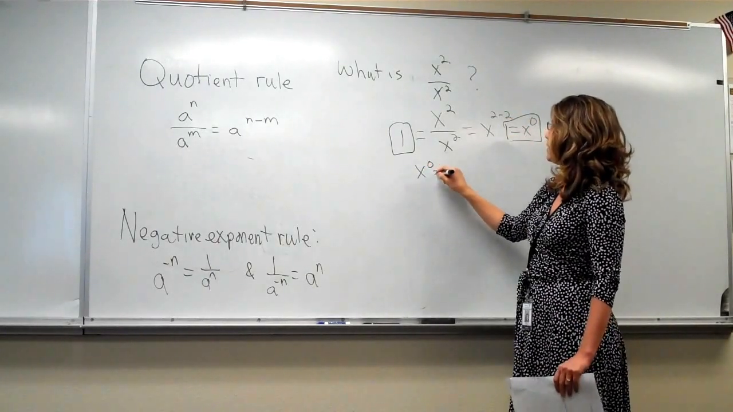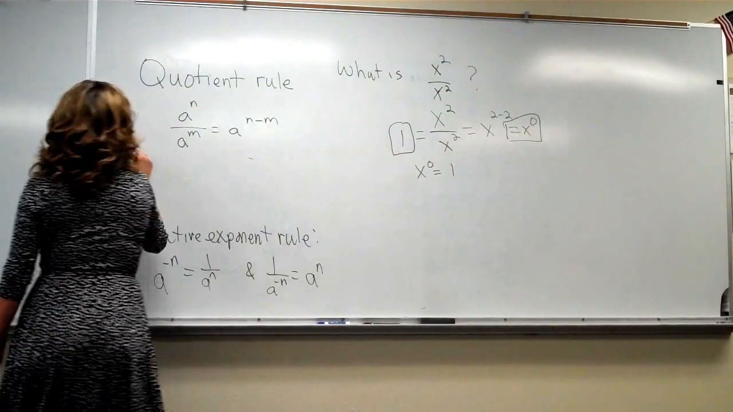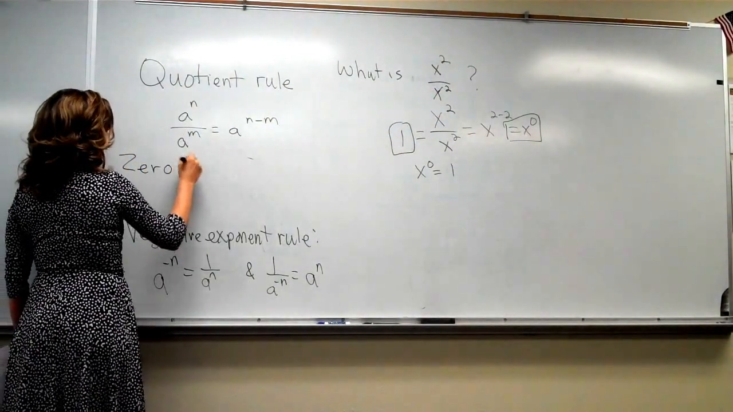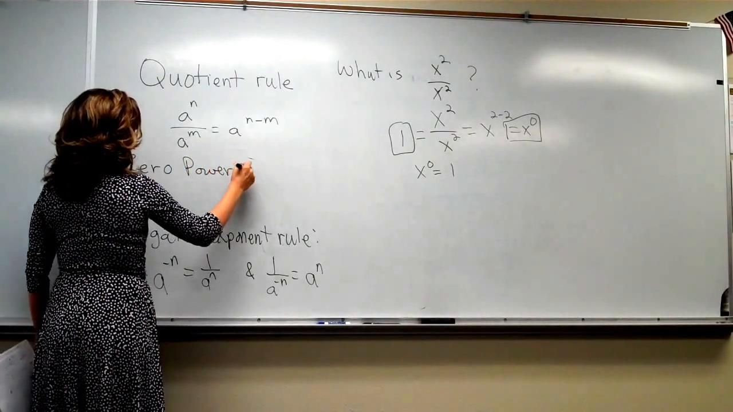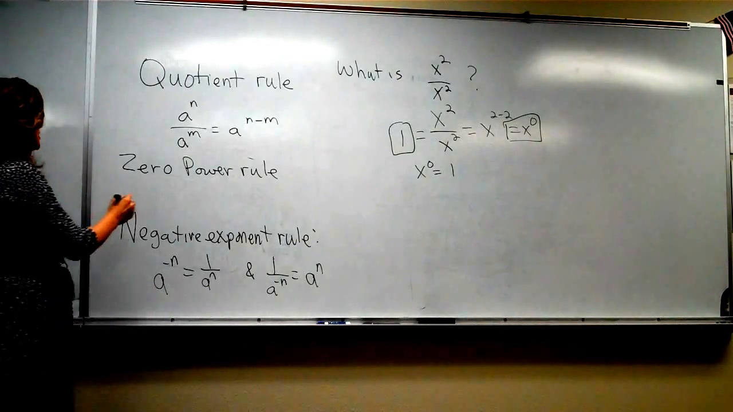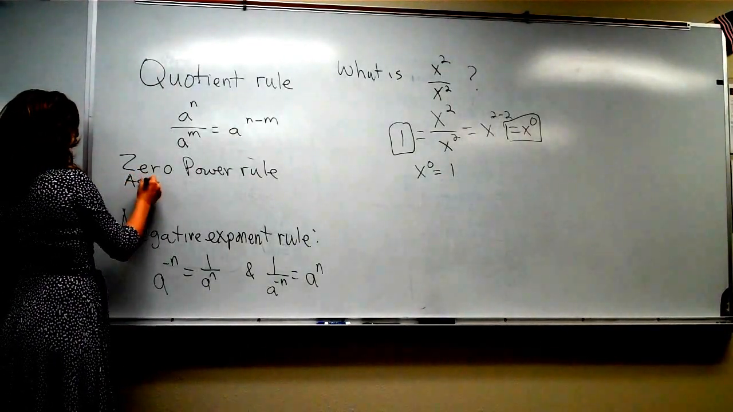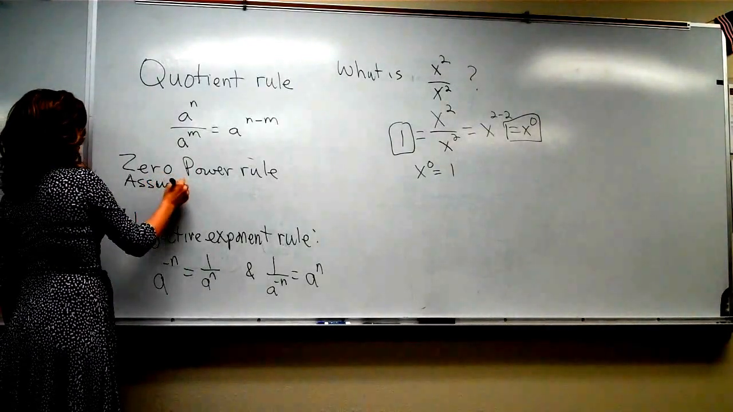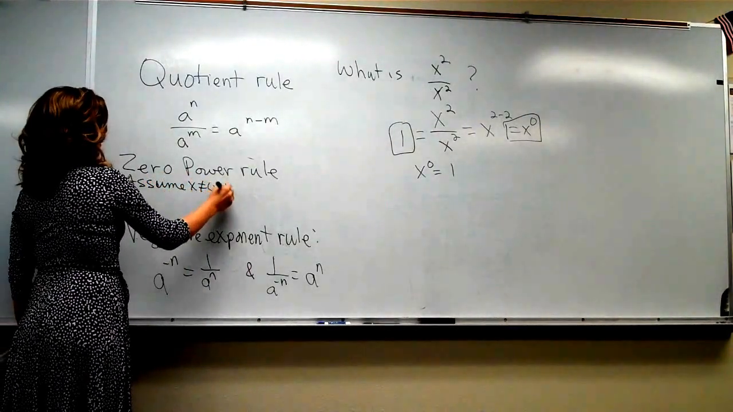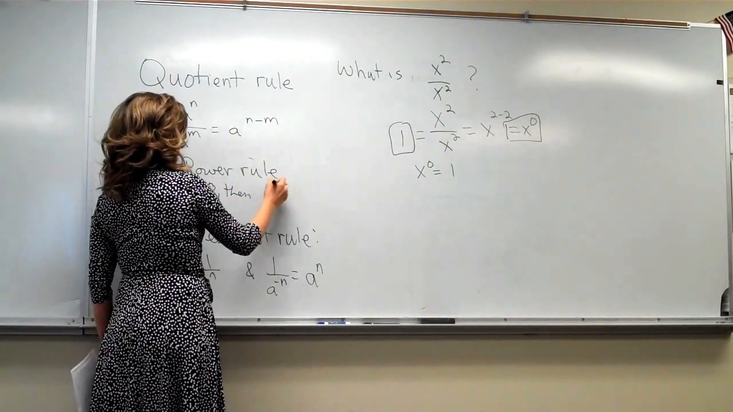This is a rule we want to learn. X to the 0 equals 1. We'll call this the 0 power rule. And the rule is any number that's not 0 raised to the 0 power is 1. So assume x is not 0, then x to the 0 is 1.